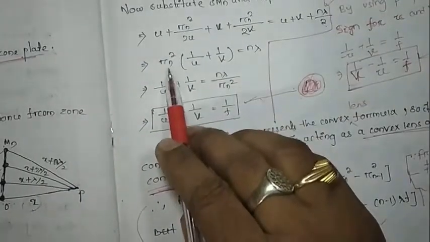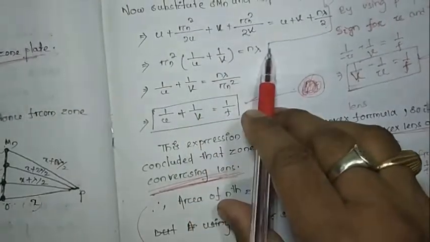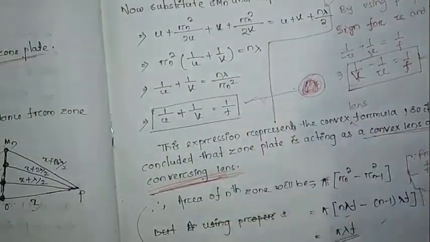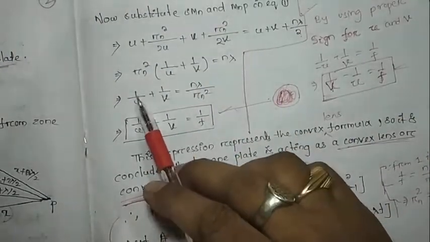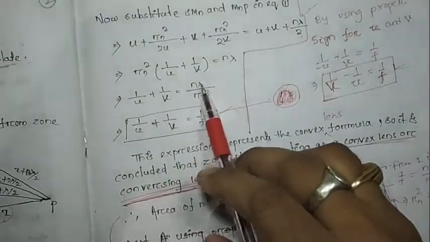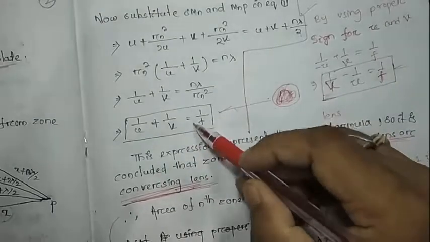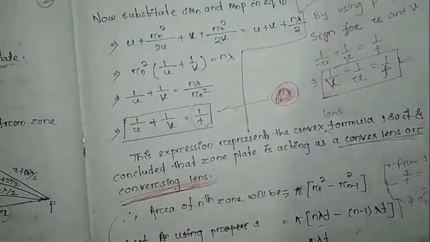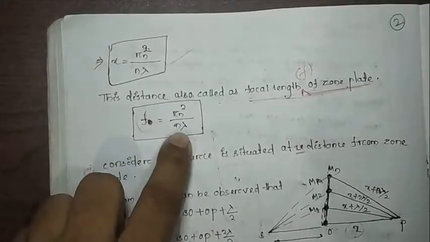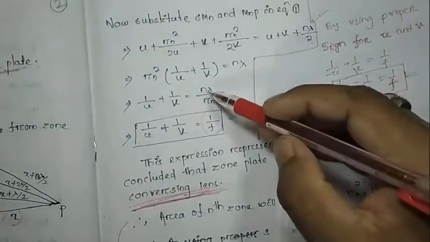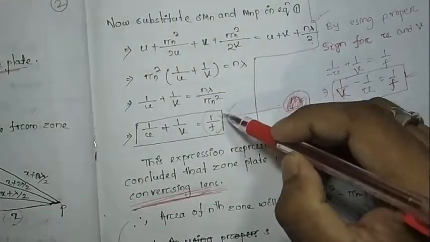So now it will be Rn square into 1 by u plus 1 by v equal to n lambda, and so 1 by u plus 1 by v equal to n lambda by Rn square. That implies 1 by v plus 1 by u equal to 1 by f, because initially we considered that f is Rn square by n lambda. So here we found n lambda by Rn square is nothing but 1 by f. So this is the equation.